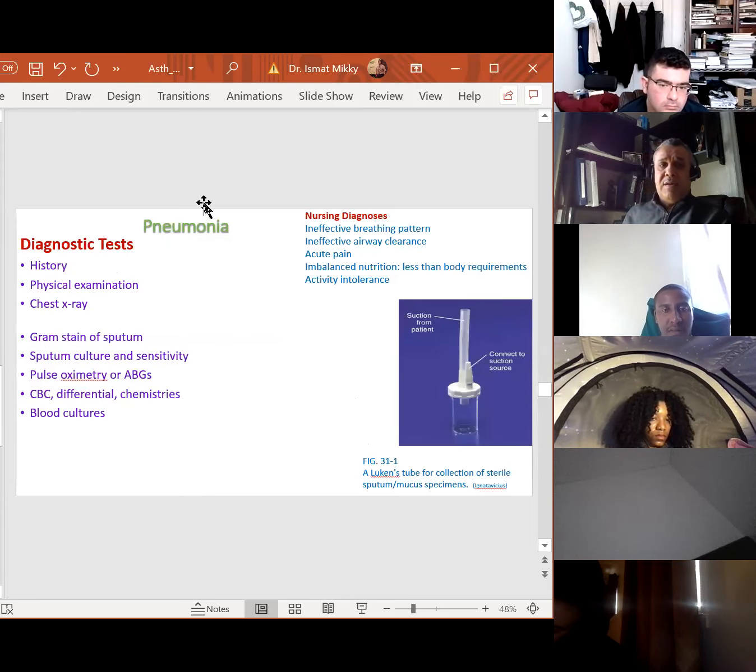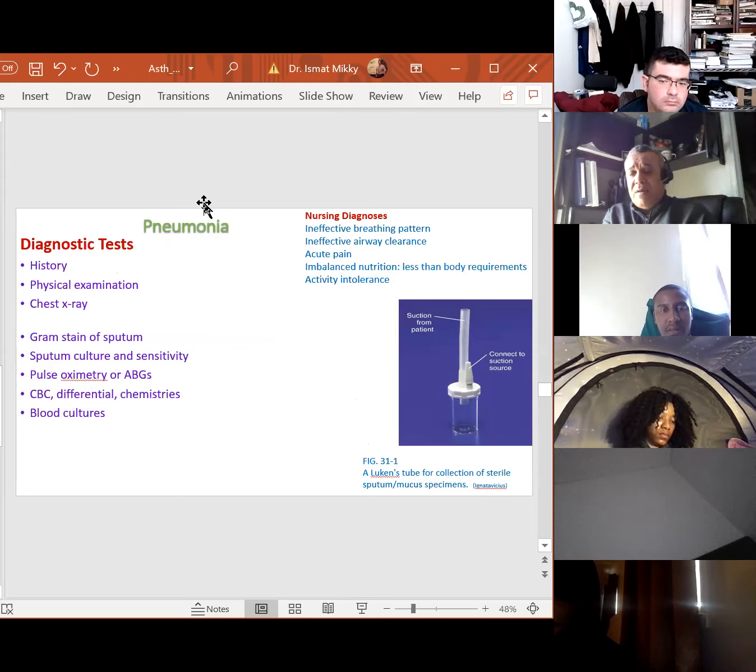Diagnostic tests, in addition to all of what is listed here, like history, physical examination, and gram stain of the sputum. The most important one here is the chest X-ray, because it will show patterns characteristic of the infection.